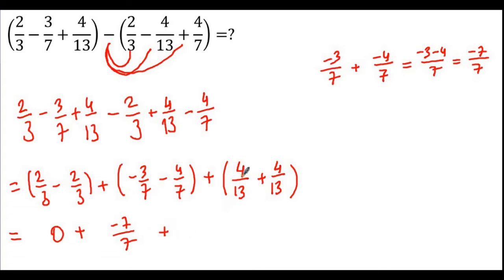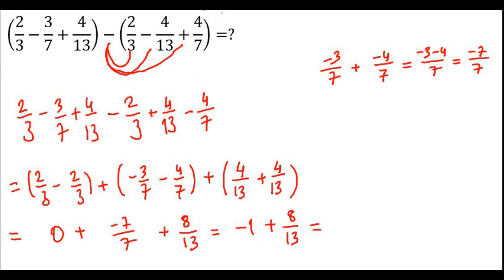Plus, so we have the same denominators as you see, 13. So 4 plus 4 is going to be equal to 8. 8 over 13. So minus 7 over 7 is negative 1. 0 plus negative 1 will be negative 1. Negative 1 plus 8 over 13.